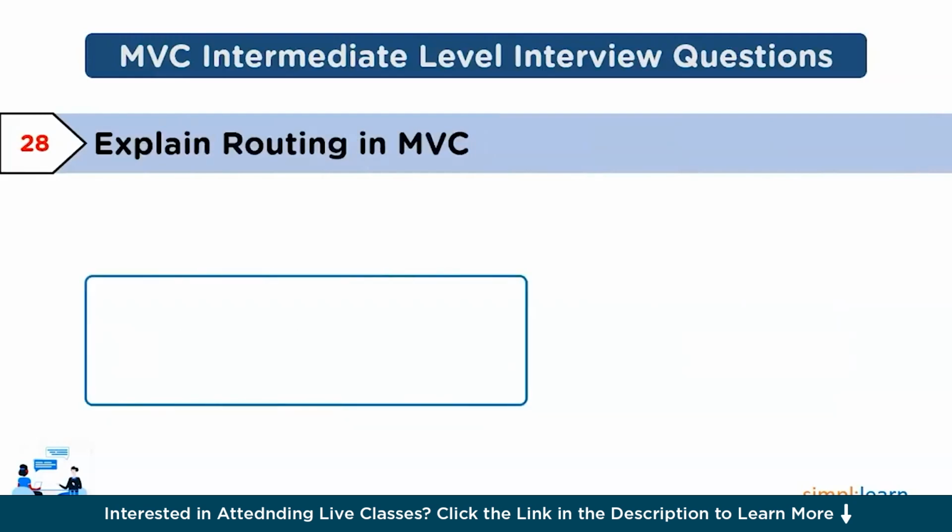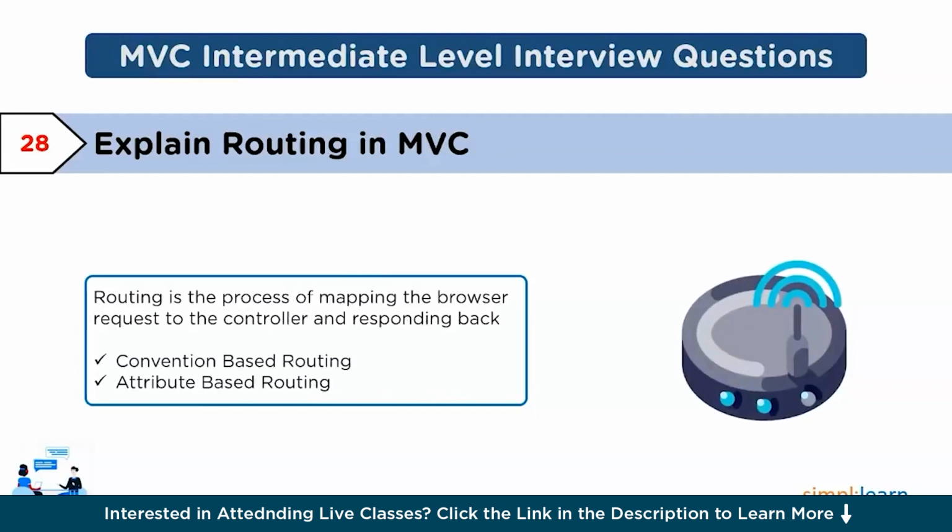Explain routing in MVC. Routing is the process of mapping the browser request to the controller and responding back. The router handles the information and URL patterns in routing, and it stores all the configured files of the application in the routing tables. Routing in MVC is divided into two types: convention-based routing and attribute-based routing.